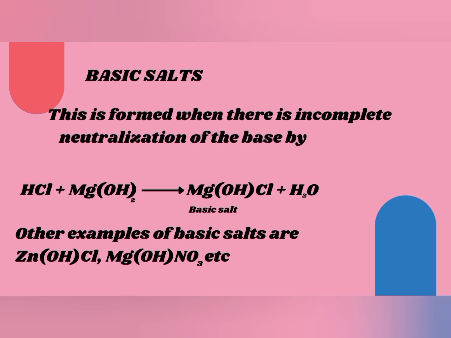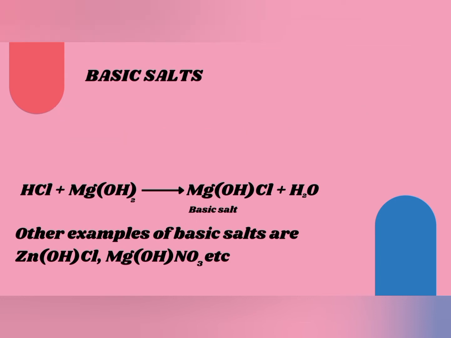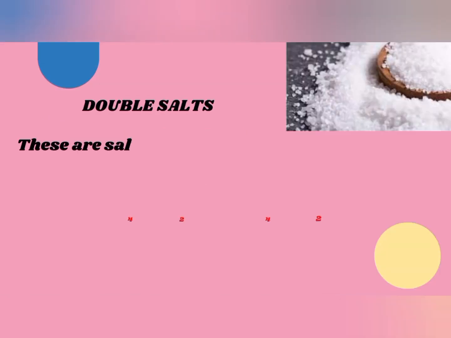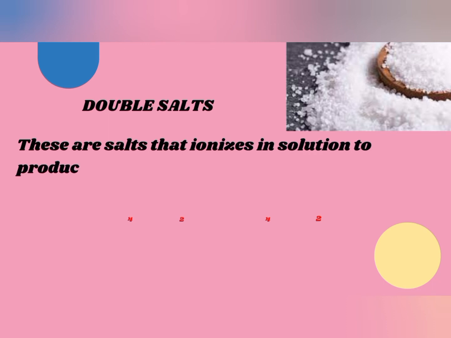So let's talk about basic salts. Basic salts contain the hydroxide ion. They occur when there's an insufficient supply of acid, which is needed for the complete neutralization of the base. Basic salts have basic properties. As such, when dissolved in water, they turn red litmus paper blue. Examples of basic salts are what you can see on your screen. We have magnesium hydroxychloride.